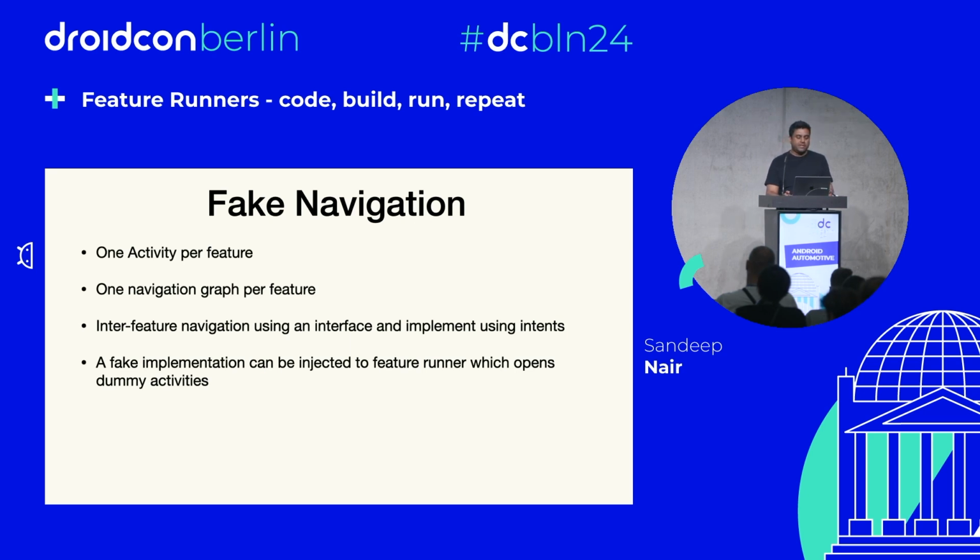But if you're using, let's say, the interface and intent sort of routing, you can inject a fake implementation in the feature runner, and you don't have to necessarily open the other activity, but you can do something different, maybe like showing a toast or snack bar or something like that. So you can still work with that. You know that the action has happened, but you're not depending on the other module where the actual activity resides.